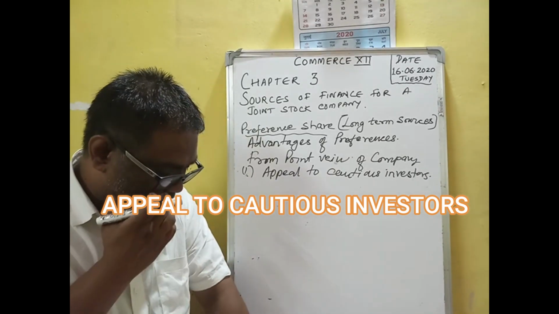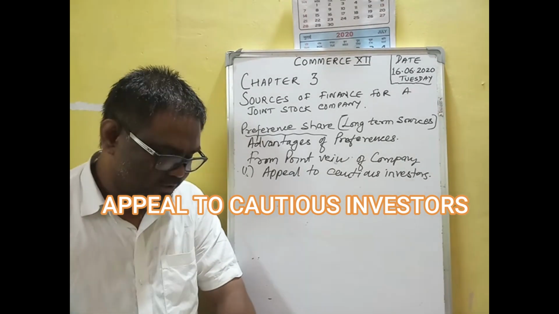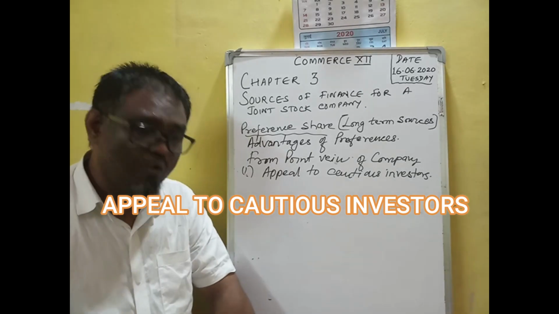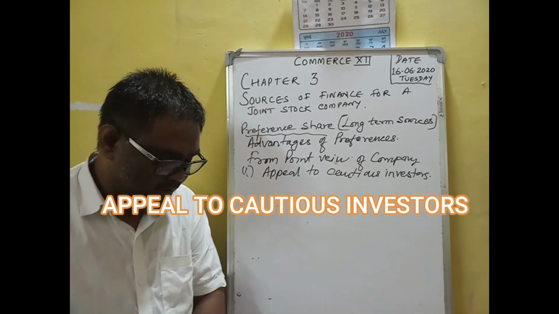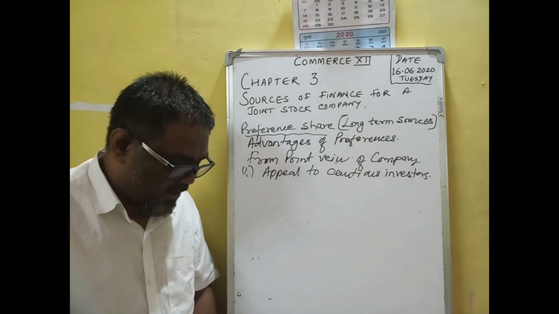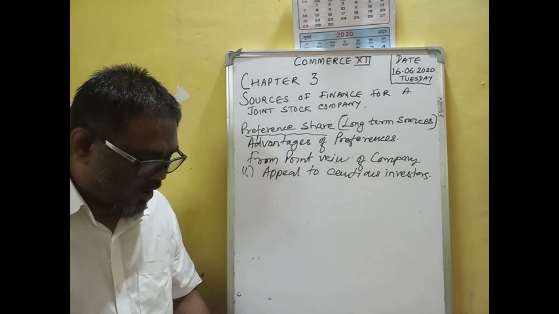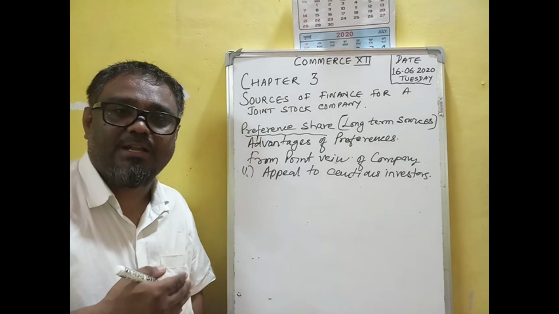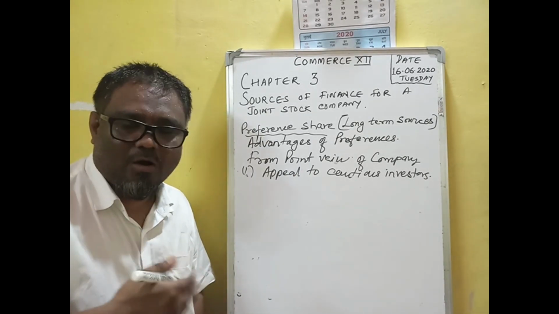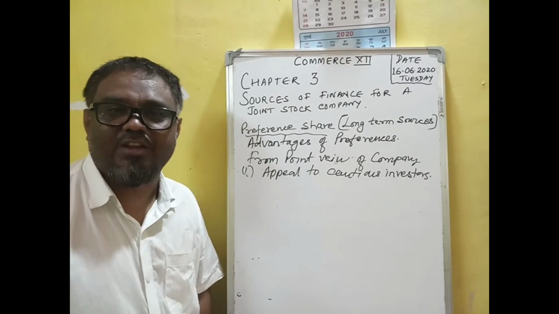So this is from the point of view of the company. Preference shares have great appeal to those investors who look for reasonable safety of their capital, with a fixed but higher return than that obtained on debentures. So they get more dividend than they would by investing in debentures.